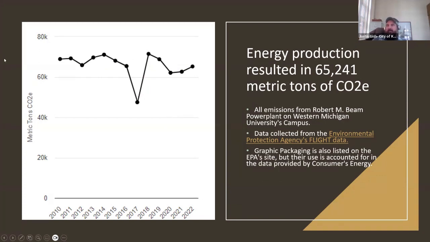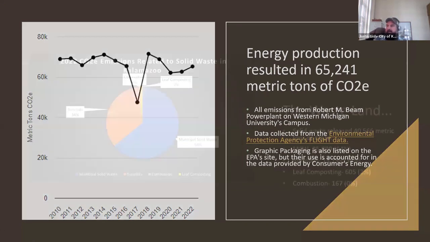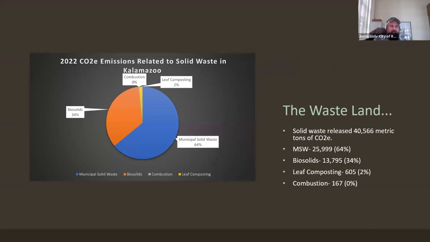Graphic Packaging is also publicly available, but their numbers are already included in the consumers' numbers that I showed, so they don't get their own callout. But you can look up Graphic Packaging's emissions too and get a guess at how much they're using. Their facility emitted about 250,000 metric tons. But before you start getting after them, we'll figure out what happened there, and maybe it's not all them.